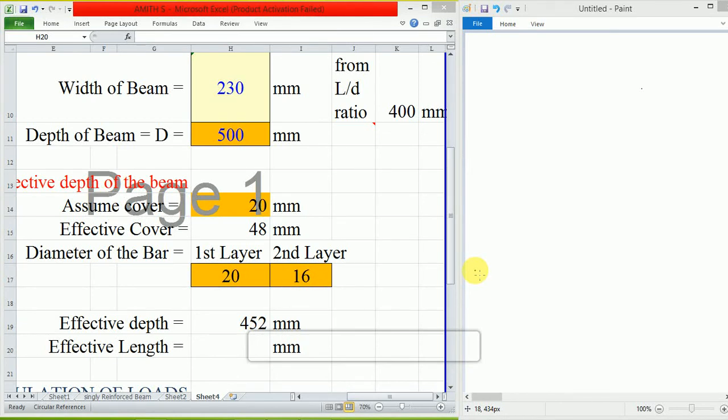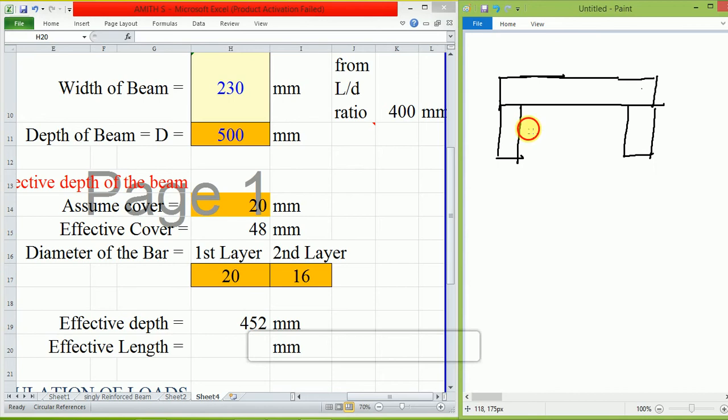Myself Amit. I am here with a continuation of part 4 of my video. So in the previous video, that is in part 3, while calculating the effective length, due to some technical problem, I was not able to explain it properly. I'll just explain it again. So let me start from how to find the effective length. I think up to how to find the effective depth, everything is clear from the previous video. So let me start the session from effective length.